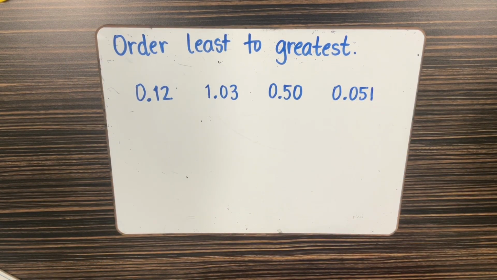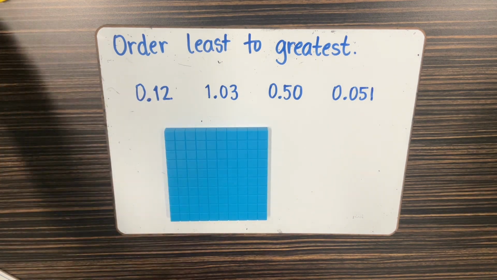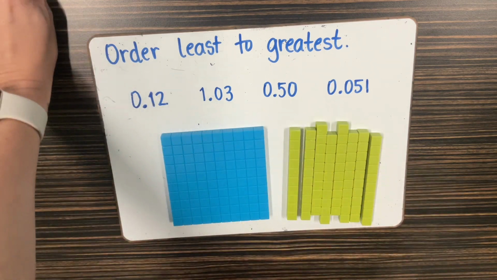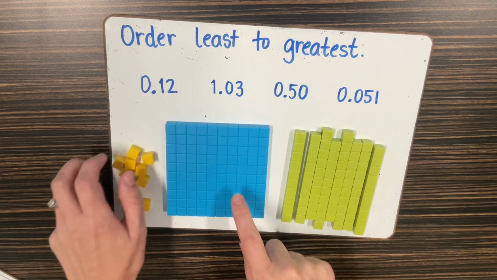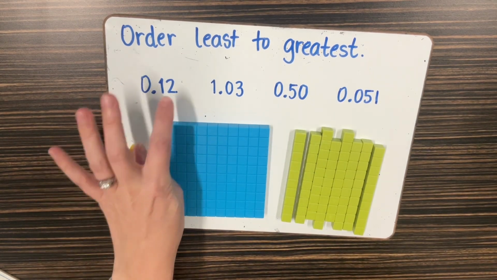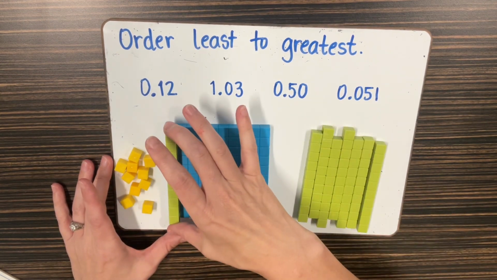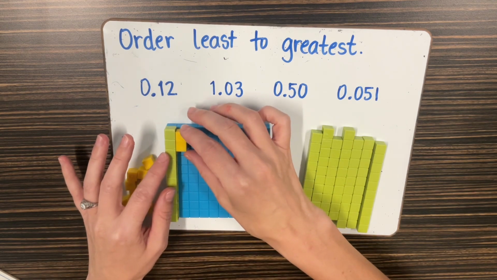Okay, let's order these numbers from least to greatest. I'm going to start with using base 10 blocks and how I might represent that with these tools. So let me think. If this is one whole, I want to do 12 hundredths. So this is 100 and I need 12 of those hundredths. So I can create just 12 out of the 100.